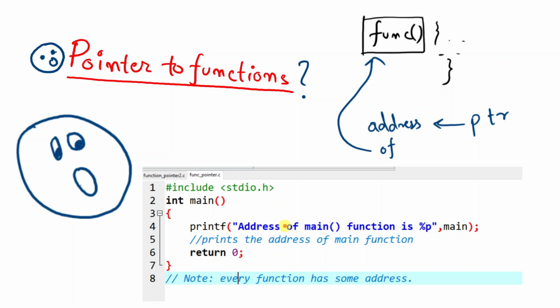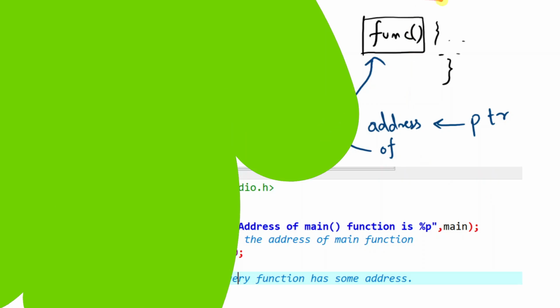Why? It's because functions also occupy some storage in the memory. For that reason, they also have a location, and we can have access to its address using a pointer. In this way, we can access the address of any function. In front of you is a tiny snippet that tries to print the address where the main function is present. So let us go to the editor and see how it functions.